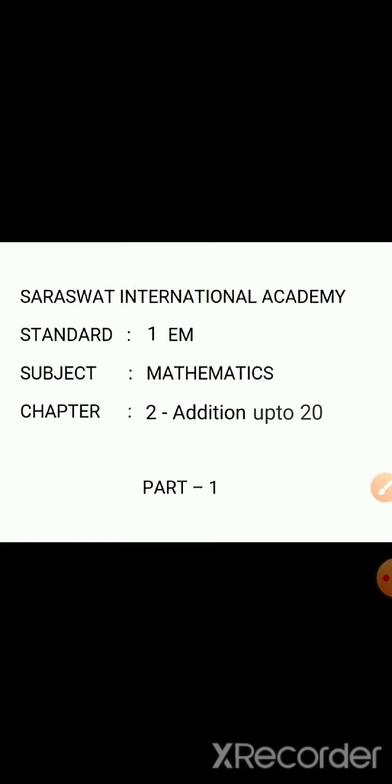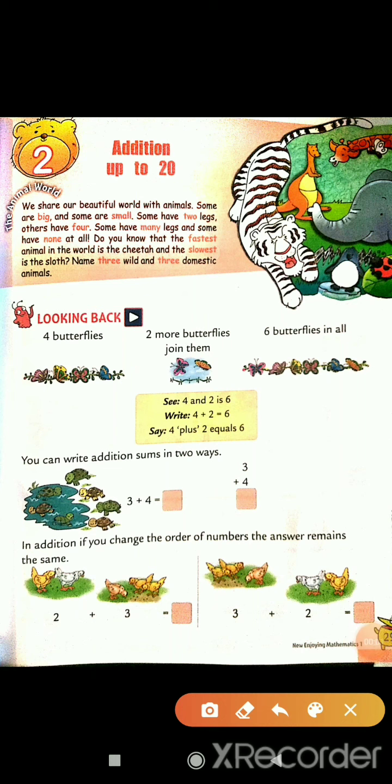I am teaching mathematics of standard first, chapter number 2, addition up to 20, part 1. Addition up to 20.